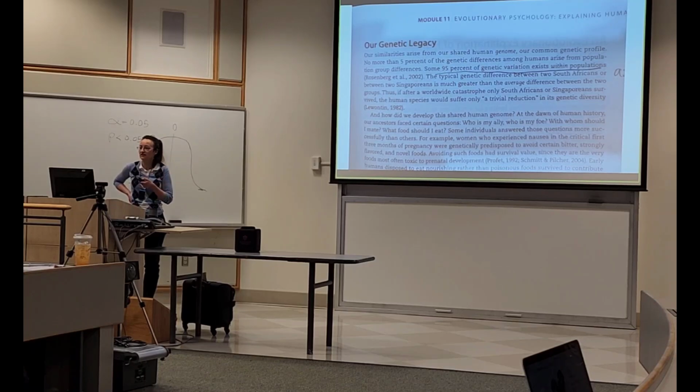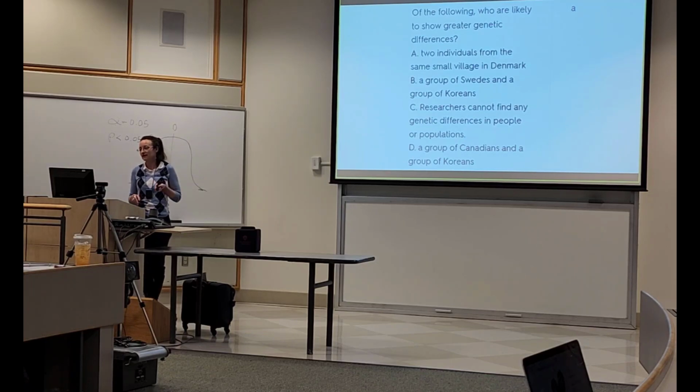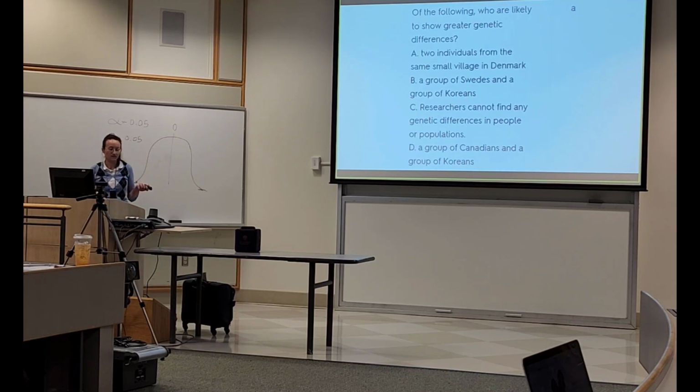If you guys are using the adaptive learning in Achieve, you might see a question like this. It's one of the publisher test bank questions. Of the following, who are likely to show the greater genetic differences? A, two individuals from the same small village in Denmark. B, a group of Swedes and a group of Koreans. C, you can't find any genetic differences in people. That's obviously wrong. And D, a group of Canadians and a group of Koreans. According to your textbook and according to your Achieve, the correct answer is A.